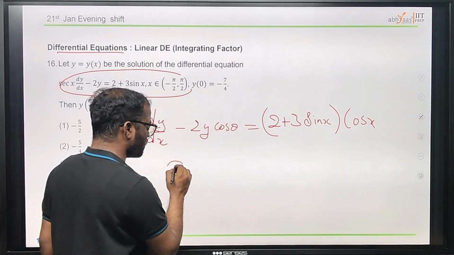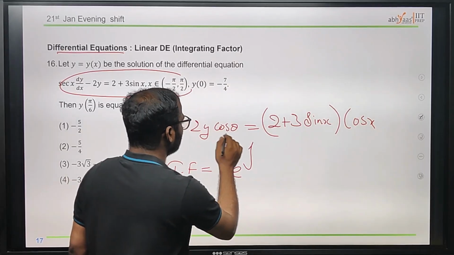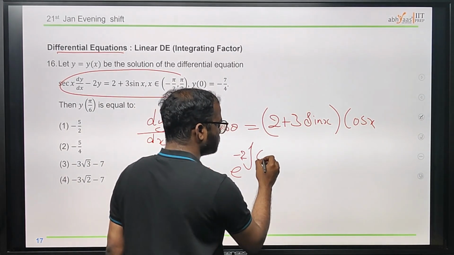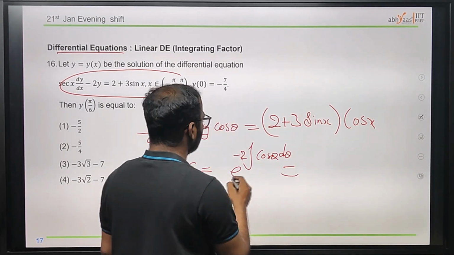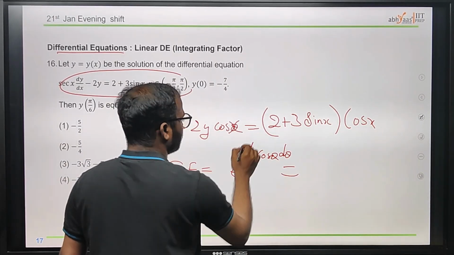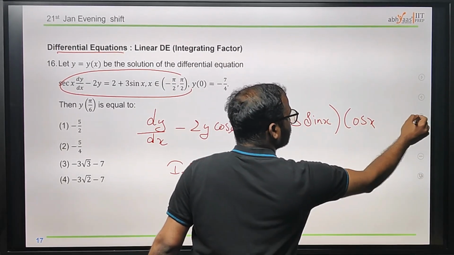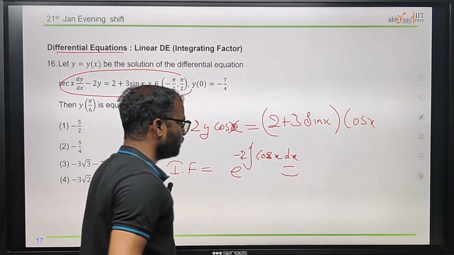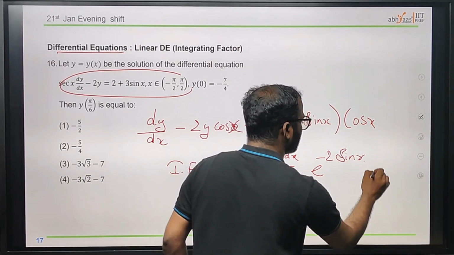Now we need to find the integrating factor, which is e power. See here, we have minus 2 cos x. Just take the minus 2 outside. This will have cos x dx. Therefore we have x here, dx. Now we can do this as minus 2 sine x. Okay, we got the integrating factor.